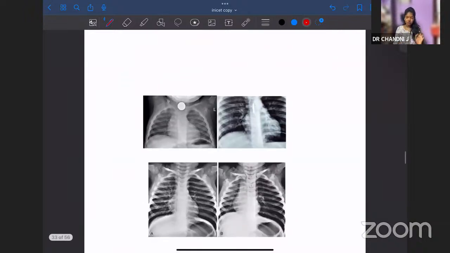Now see this. Location of foreign body. How to identify where the foreign body is. The first image, you can see this is a circle. In the AP view, we are doing an AP view, you are seeing a point. It is flat. So this is in esophagus.